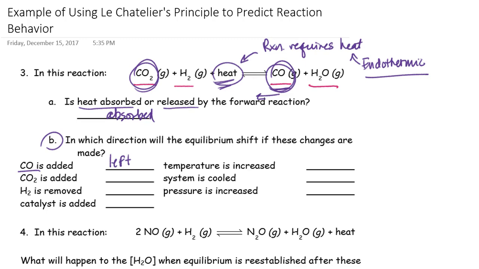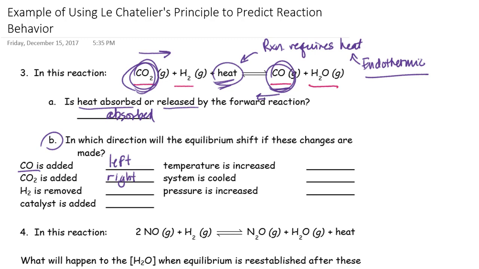And if I increase the carbon dioxide, then that means the reaction should proceed forward to decrease the amount of carbon dioxide again. And so that should cause a shift towards the right.